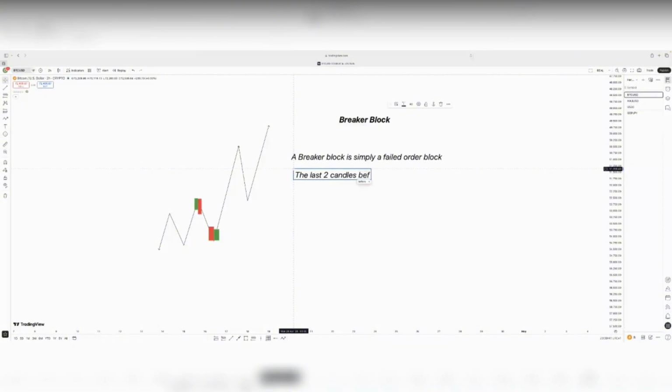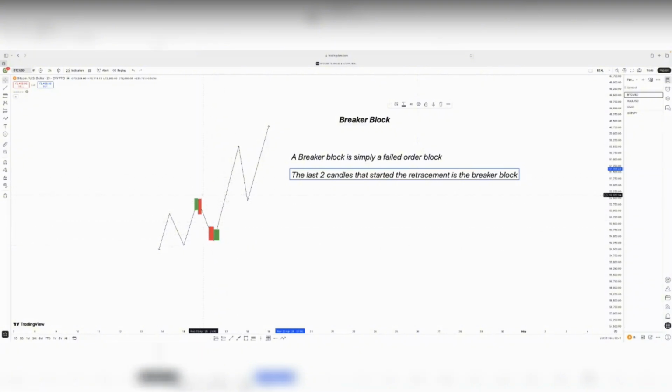The last two candles before the retracement, or the last two candles that started the retracement, is the order block. Sorry, it's the breaker block. Now, the grammar, all these things are just grammar, right? Just understand your order block is this level that started the main move.